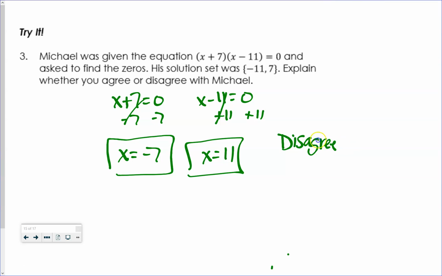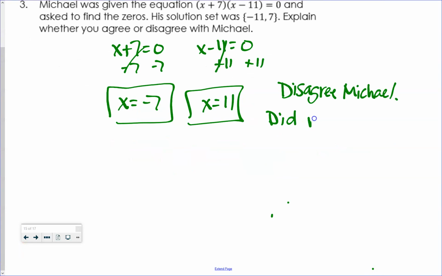And the reason being, he did not set his factors equal to 0. He just saw the 7 and the negative 11 in the parentheses and just thought that was the answer. That's wrong. You have to set them equal to 0 and actually solve for x. Notice it was the opposite of what he said. It was positive 11 and negative 7.